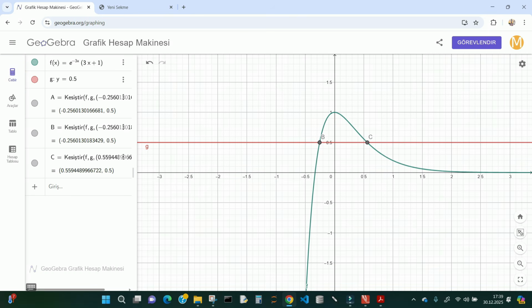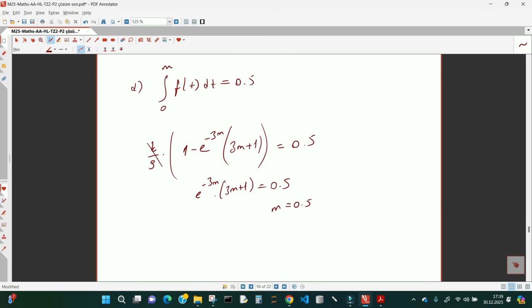So let's find this. This is the point C, which is 0.559.